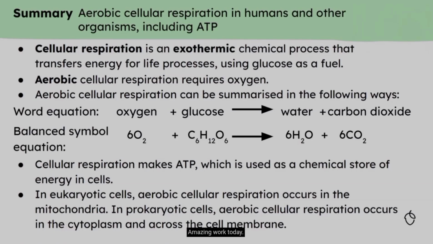Amazing work today. Hope you enjoyed learning about aerobic cellular respiration. Let's summarise what we've learned to help us remember it. Cellular respiration is an exothermic chemical process that transfers energy for life processes using glucose as a fuel. Aerobic cellular respiration requires oxygen. Aerobic cellular respiration can be summarised in the following ways. Here's the word equation. Oxygen plus glucose reacts to make water plus carbon dioxide. And beneath it we have the balanced symbol equation. I'll give you a few seconds to read that through for yourselves.